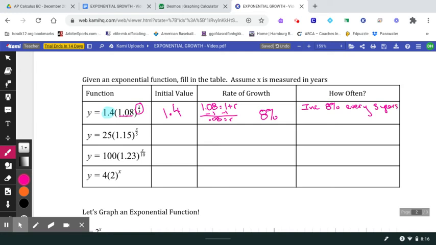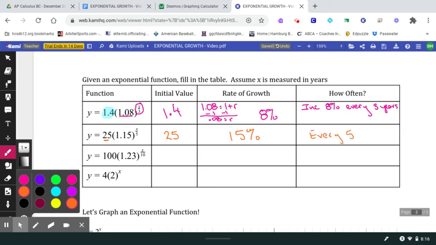In our next example here, my initial value is 25. We're increasing at a rate of 15%. How often? Every 5th year, or every 5 years. All right, third one here. 100 is my initial value. When I see 1.23, I know we're increasing at a rate of 23%, and that's happening every 10 years. Every 10 years, or every 10th year.